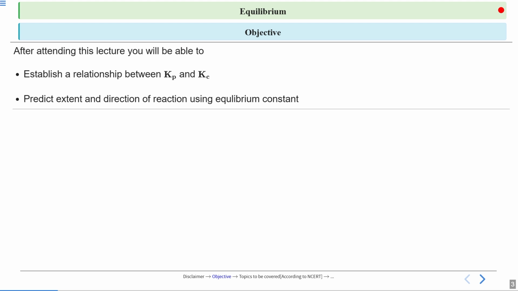And second, which is direction. When you decide the extent of the reaction, at the same time you get the direction also, that is, whether your reaction will now go further from this point or it will proceed in the backward direction. We will see that thing.